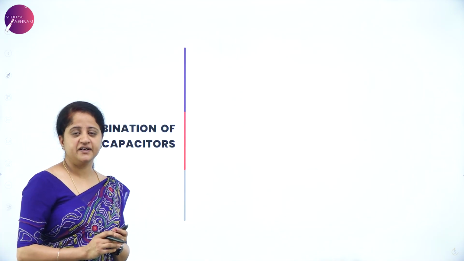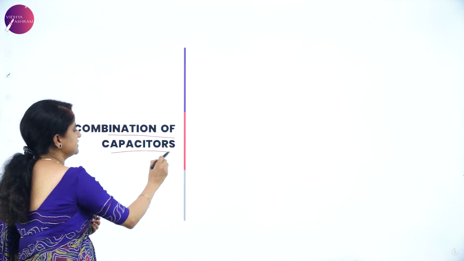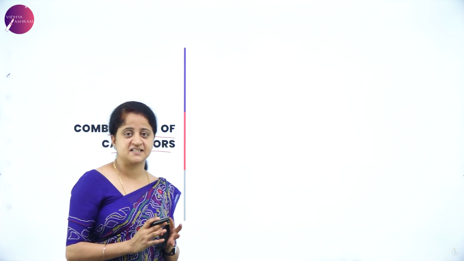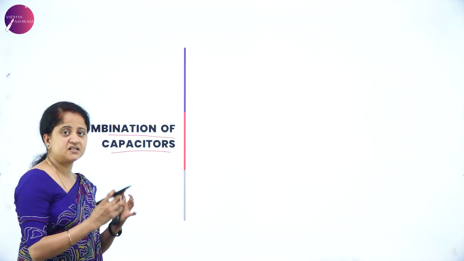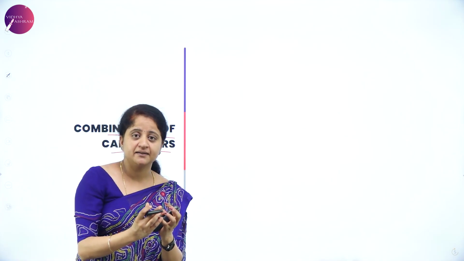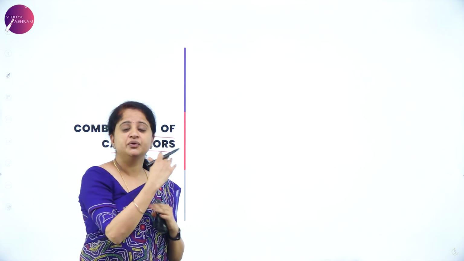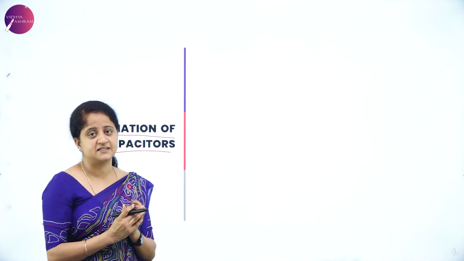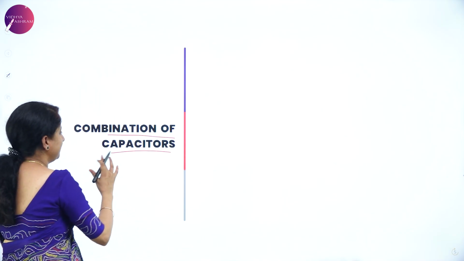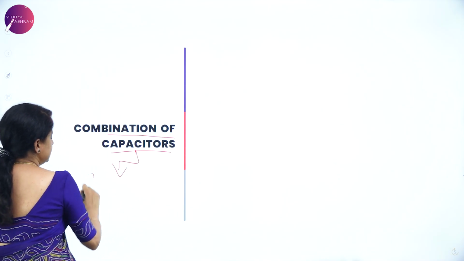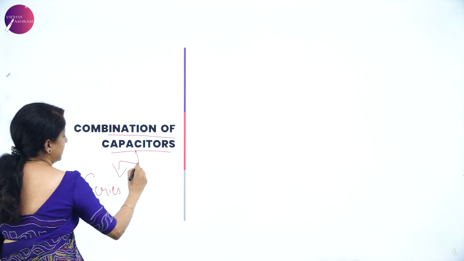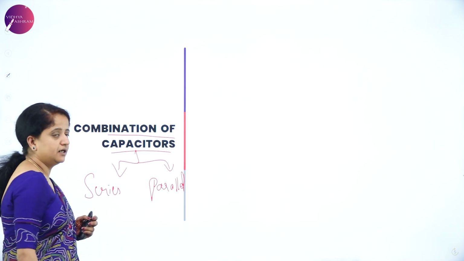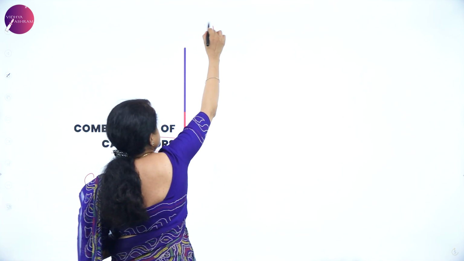So now let us move on to the next topic, that is combination of capacitors. We came to know what a capacitor is, a device which is used to store electric charges. We can make use of these capacitors by connecting them or combining them in various ways to increase the effective capacitance or to vary the effective capacitance. Two simple ways to combine the capacitors are series combination and parallel combination. So let us now study the capacitors in series.